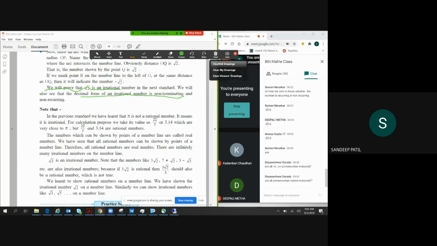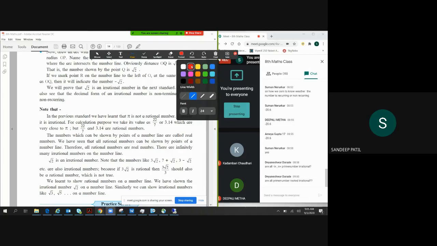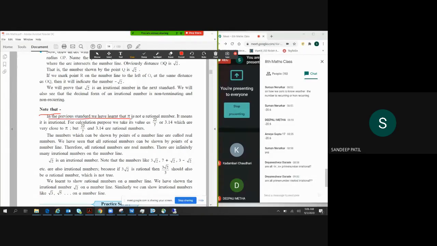Okay, let's move to the next. We'll read about this note. In the previous standard, we learned that pi is not a rational number. It means it is irrational, right? The value of pi is not rational. Then what is it? It is irrational.